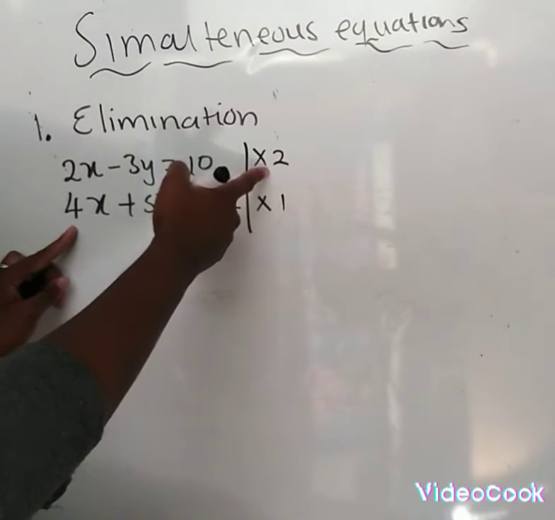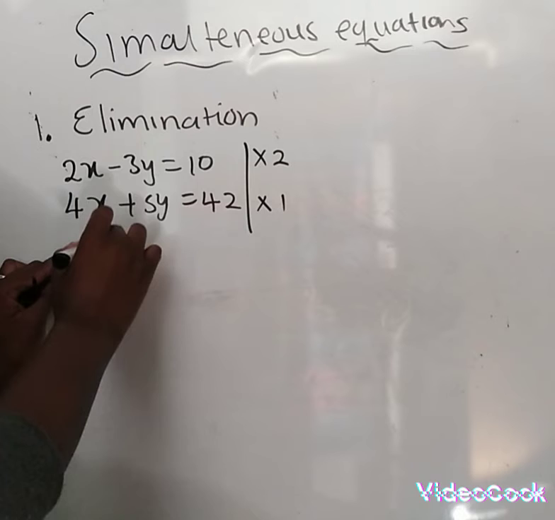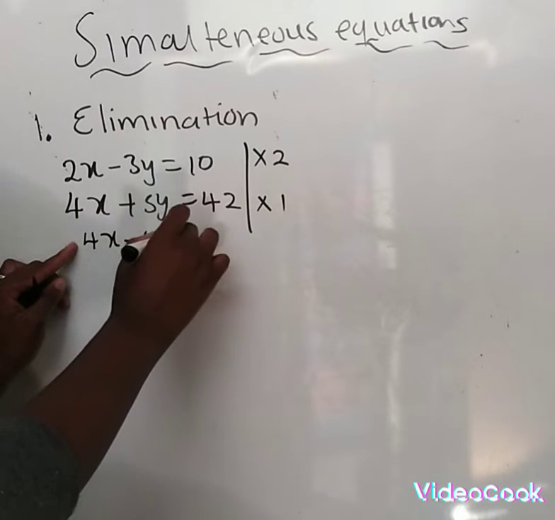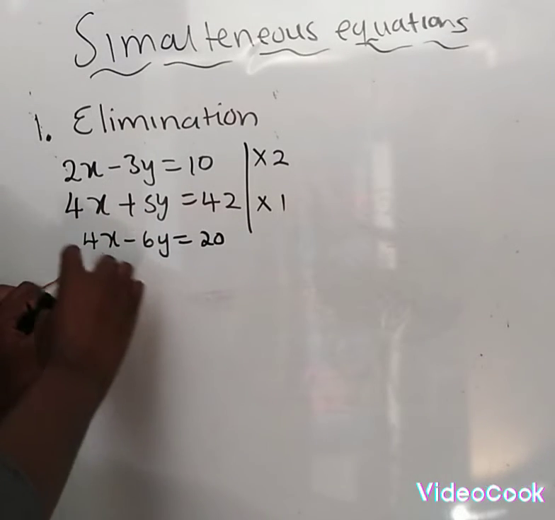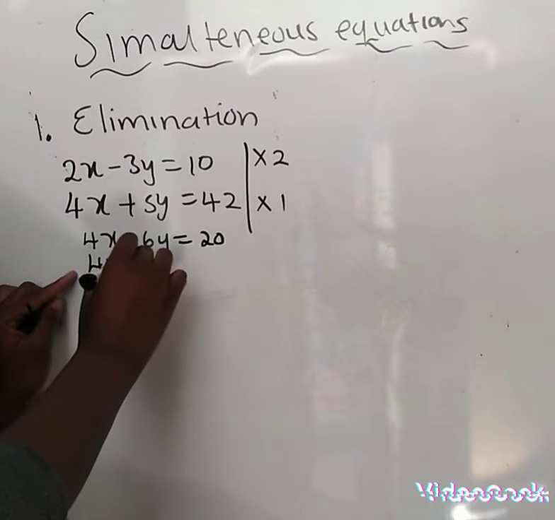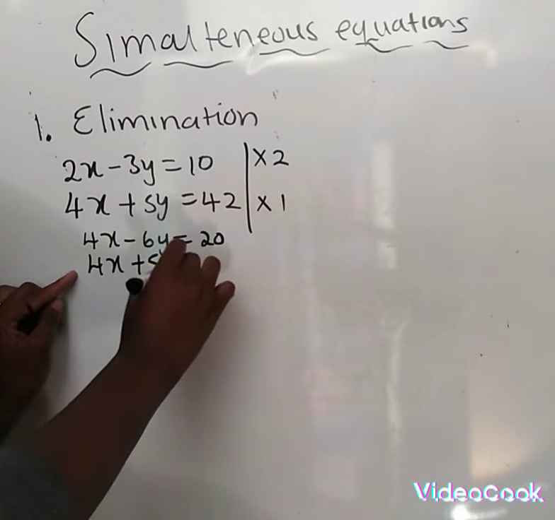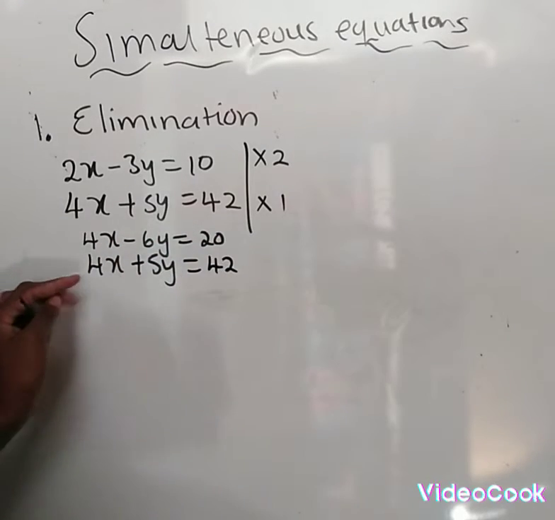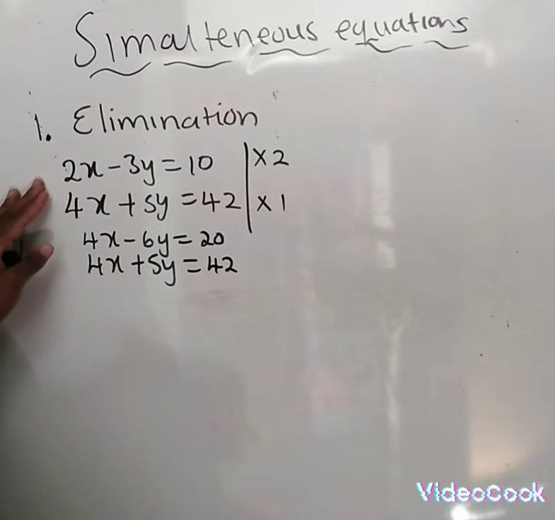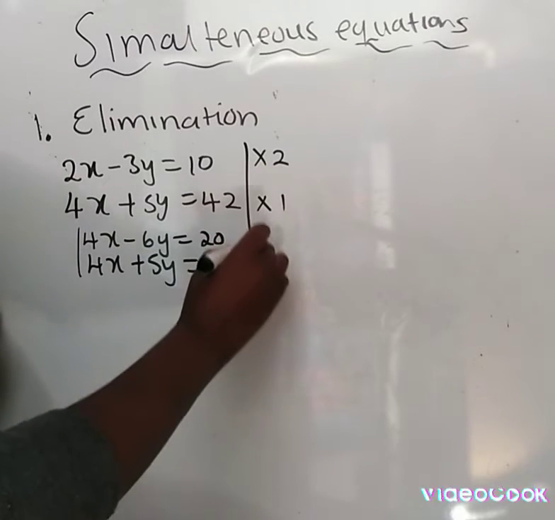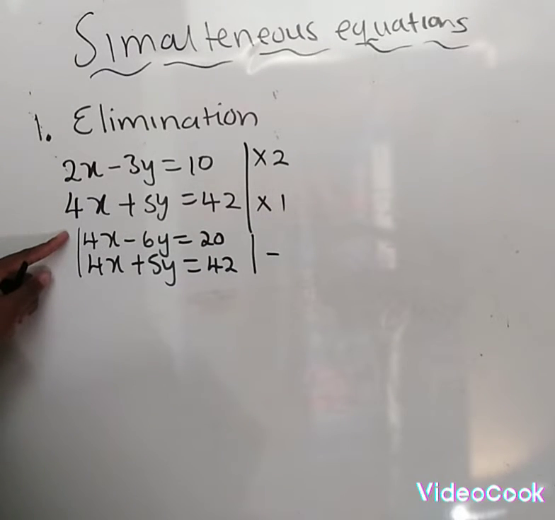So if I multiply my first equation by a 2, I'll get 4x minus 6y is equal to 20. Then my second equation will remain as 4x plus 5y is equal to 42, like that. Take note, the 2 multiplied everything on my first equation. So now what am I going to do to eliminate? I'll subtract, right? 4x minus 4x is a 0.